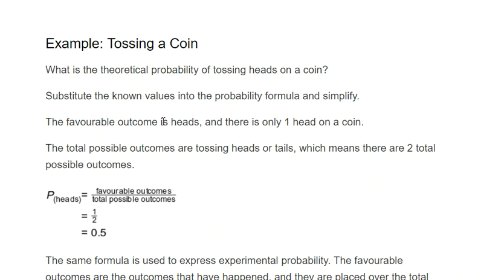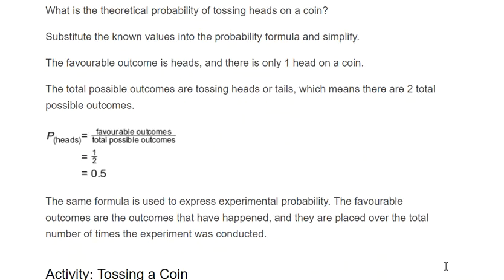The favorable outcome is heads, and there is only one head on a coin. The total possible outcomes are tossing heads or tails, which means there are 2 possible outcomes. The probability of heads equals favorable outcomes over the total possible outcomes, or 1 over 2, which is equal to 0.5, also equal to 50%.